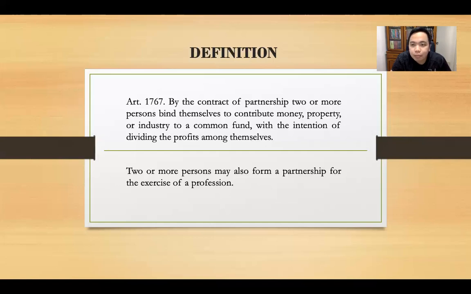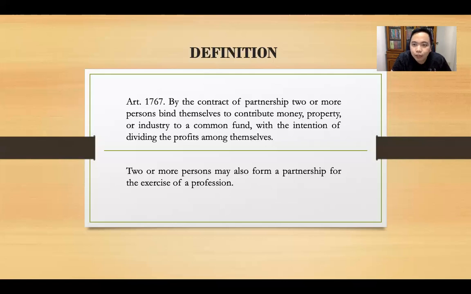Now, the most important element of a contract of partnership is the intention of the parties to divide the profits among themselves. Okay, so since there has been a contribution in the form of money, property, or industry pursuant to the business of the partnership, when the partnership transacts or conducts its business, the corresponding yields or profits will have to be divided by the partners themselves. Now, this is the first form of partnership in accordance with Article 1767.